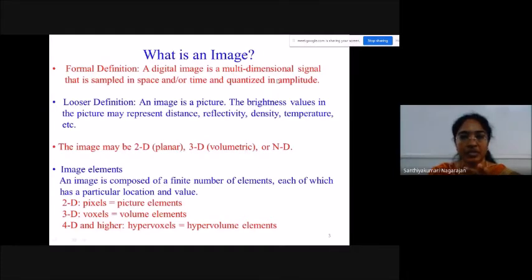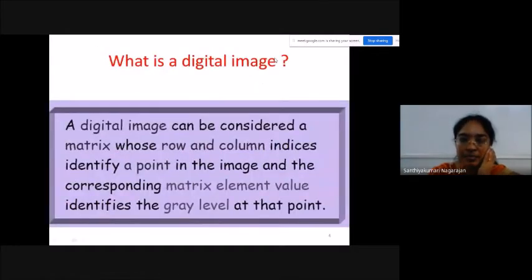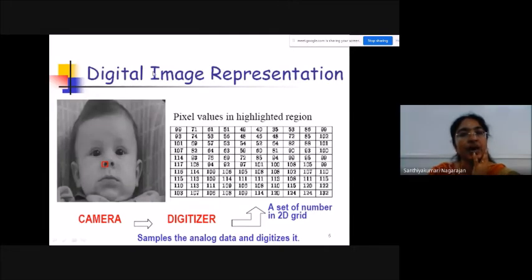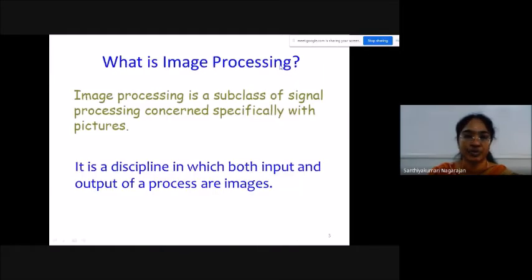Now, we have discussed what an image is, what a digital image is, what the nature of a digital image is, and how a digital image is represented. Now we enter into image processing. Image processing is a subclass of signal processing. It concerns specifically pictures. It is a discipline in which both input and output of a process are completely images. Whatever the processor element is processing as input, and the outcome it yields as output, are fully images. Such a processing mechanism is referred to as image processing.